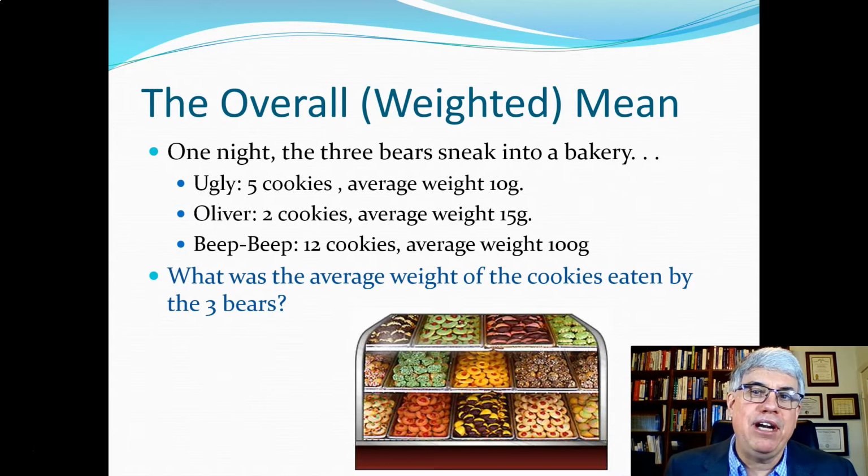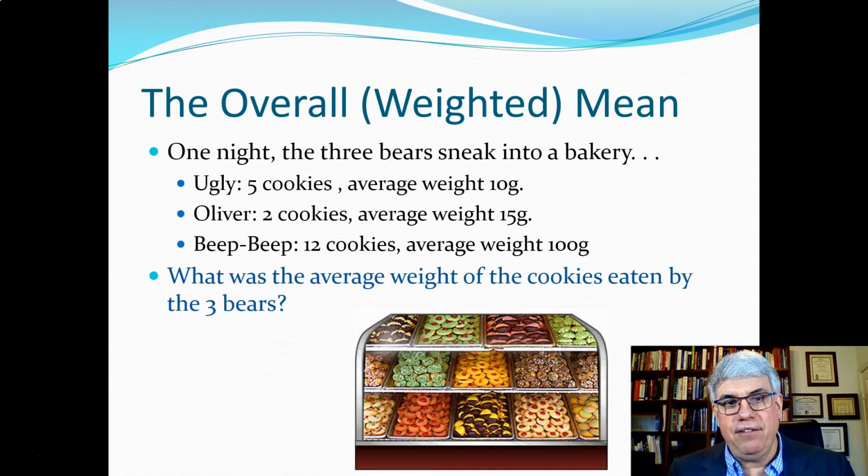They went into the bakery. They snuck in, turned on the lights, and decided to have a snack. Now, it turns out that Ugly, who's the smallest bear, had 5 cookies, but they were pretty small. They only weighed about 10 grams each.